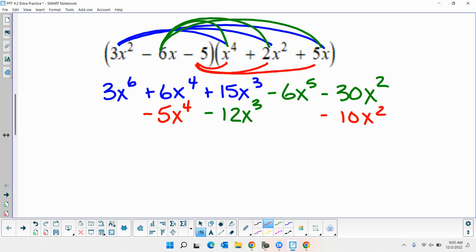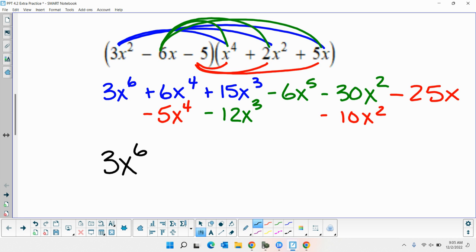And negative 5 times 5x is negative 25x. So I've got 9 answers. But there are some like terms that I'm going to combine now. Okay? So my final answer then, in the right order, standard form we call it, is 3x to the sixth.